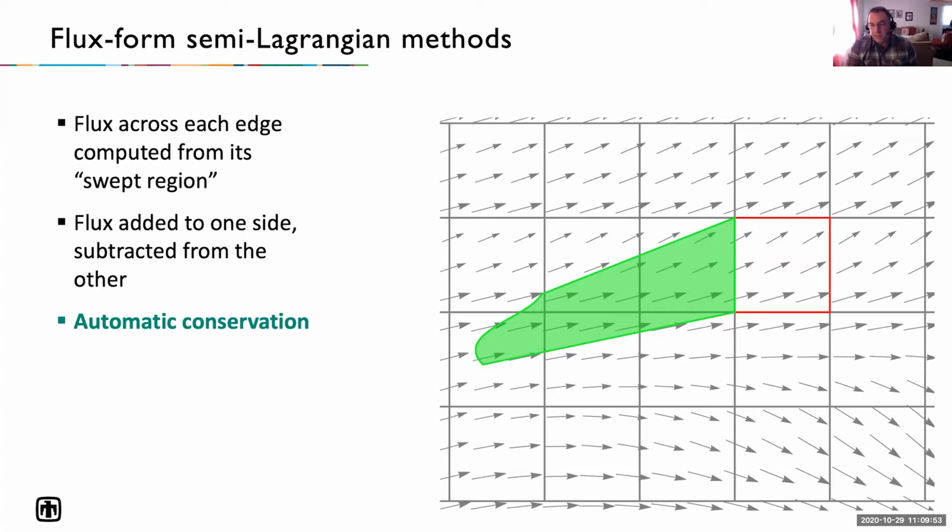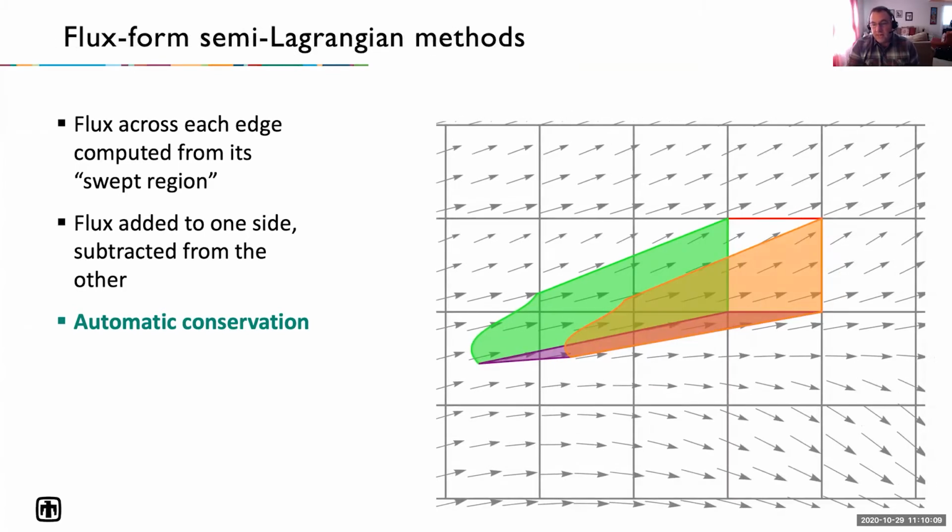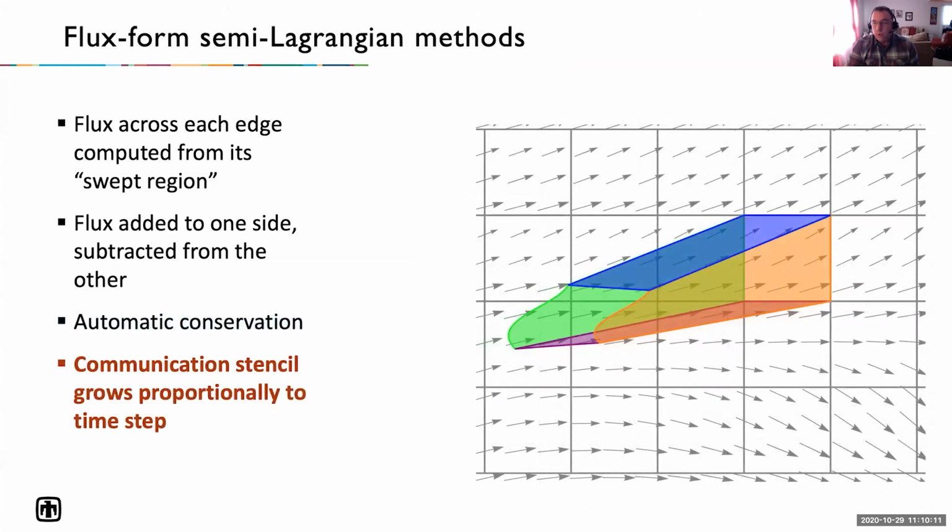The problem, as you might note from this picture, is if every one of these elements is on a different MPI rank, then the longer you increase the time step, the more data and hence the more communication you require to compute these swept regions. So the flux regions of data for each edge grows proportionally to the time step. So we decided not to do this, which makes the challenge of conservation a little harder.